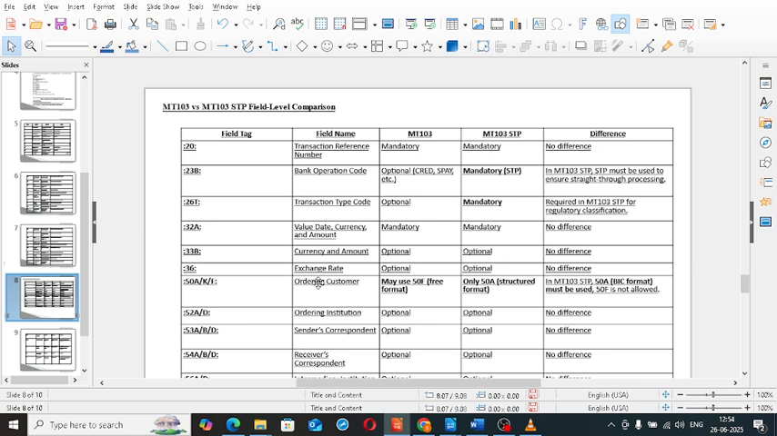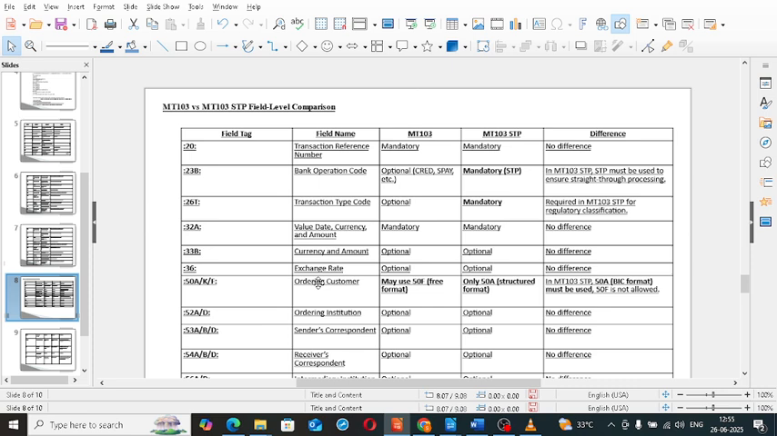32A value date, currency and amount is mandatory for both MT103 as well as MT103 STP. 33B currency and amount is an optional field for both. 36 exchange rate is an optional field for both. For 50A, if you go with MT103, it can occur in A, F or K format, the party identifier format. But for MT103 STP, it's always the A format.